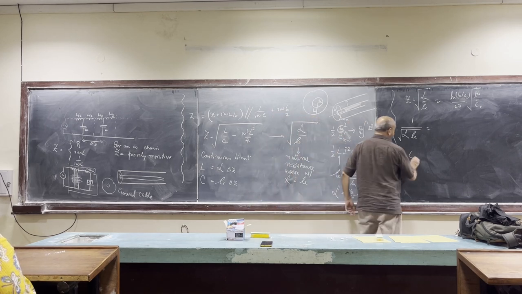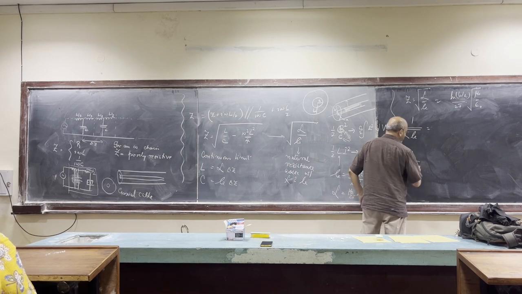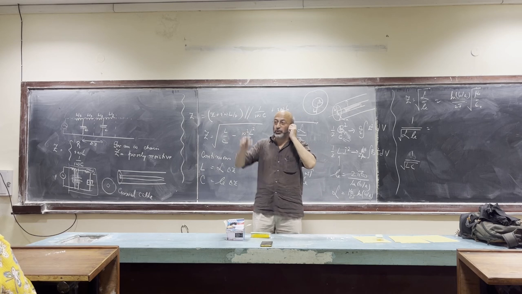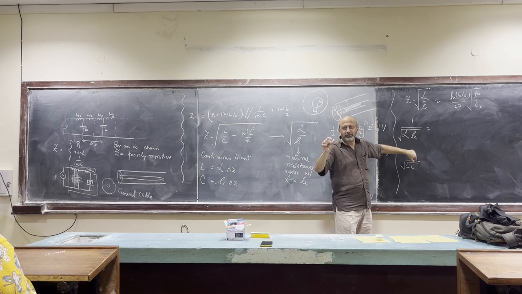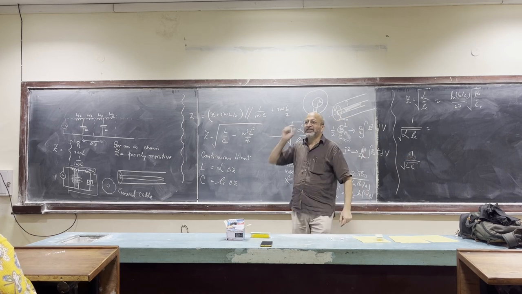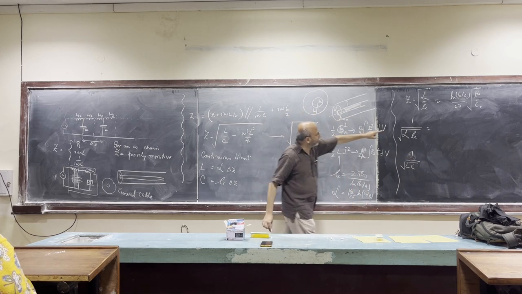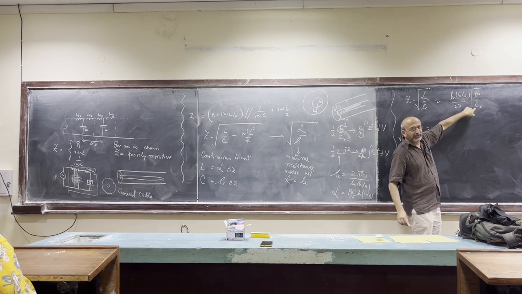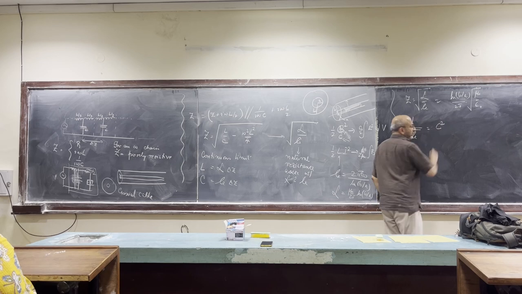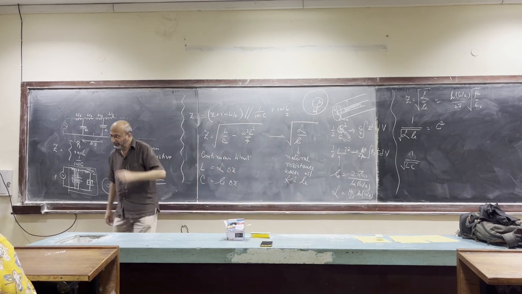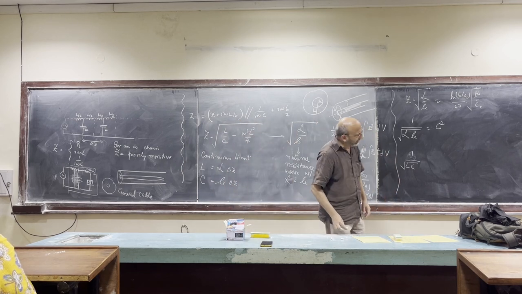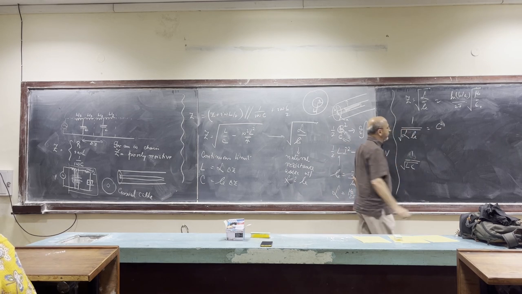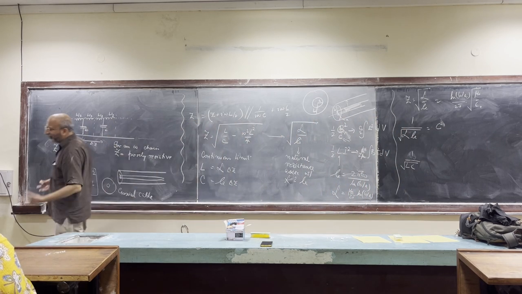1 over root LC is angular frequency. Angular frequency is 1 over time in dimension. So there are 2 more units of length over here. So 2 units of length and 2 units of time. What do you think it is? It's a velocity. And you can see that the only velocity that will appear will have to do with mu naught and epsilon naught. So 1 over root LC is c.